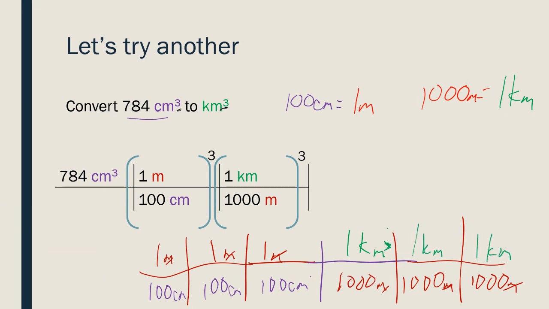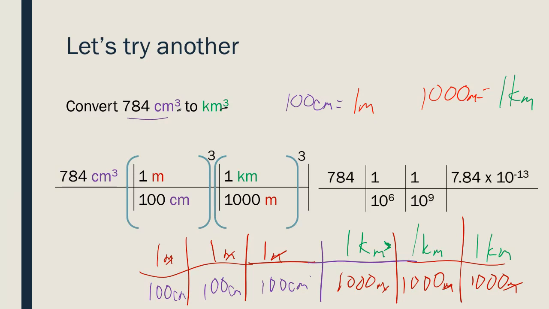Shouldn't be cubed. All right, so that's how you get that. So when you do that, 784 times 1 times 1 and then 100 to the third power. Remember, when you raise a power of 10 to an exponent, so if you have 10 squared, which is what 100 is, raised to the third power, you multiply those exponents, so that's 10 to the sixth. And if you have 10 to the third, which is what 1,000 is, to the third power, that's 3 times 3, 10 to the ninth.